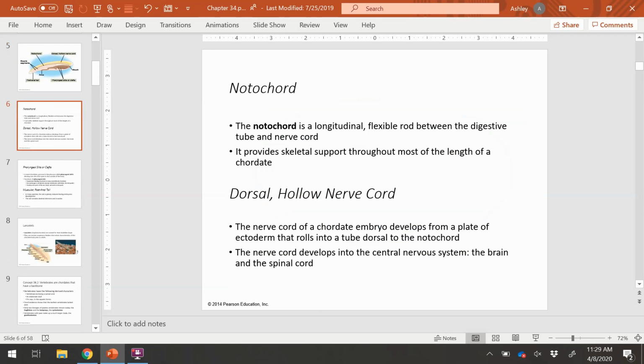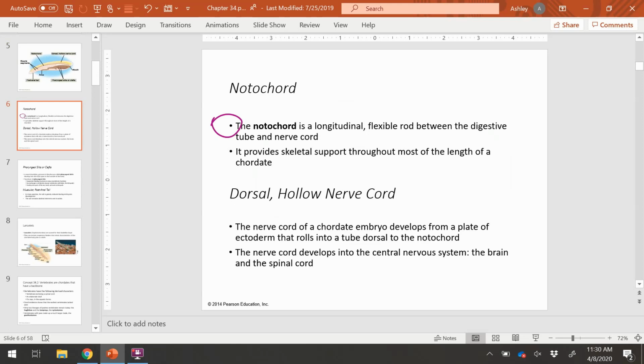The notochord is a long, flexible rod between the digestive tube or digestive system and the nerve cord. And so this will provide support, skeletal in nature, through most of the chordate. And so for humans, the notochord develops into the spongy disc in between the vertebrae. This is very, very important as it keeps our vertebrae aligned, also just stabilized in communication through the nervous system and the spinal cord. It helps having those squishy discs in between the bones of the vertebrae.